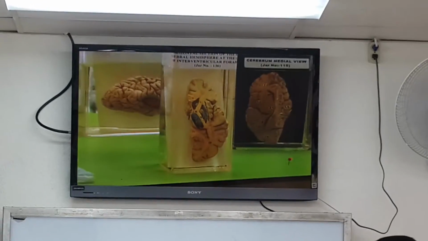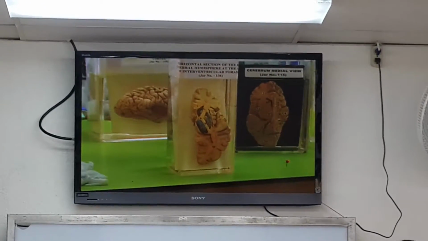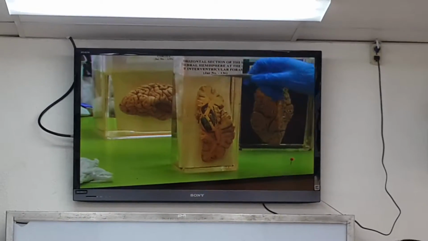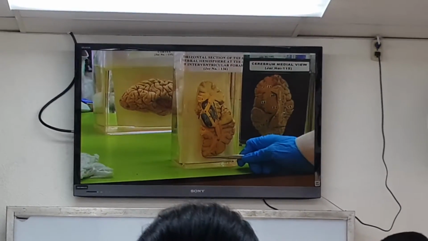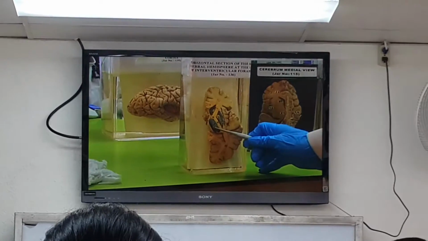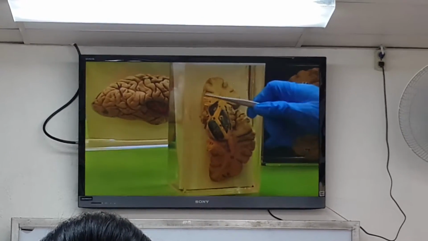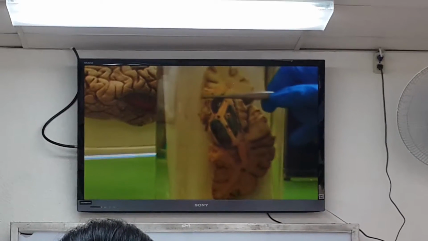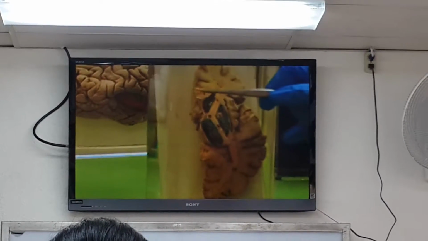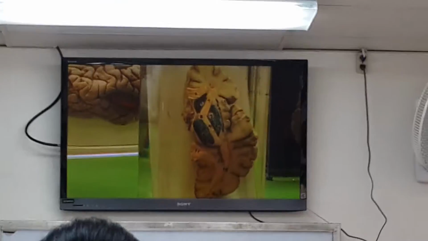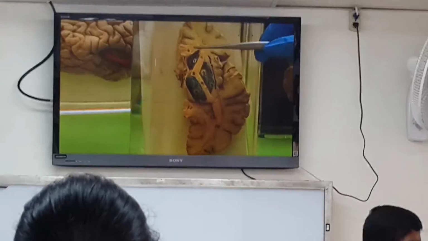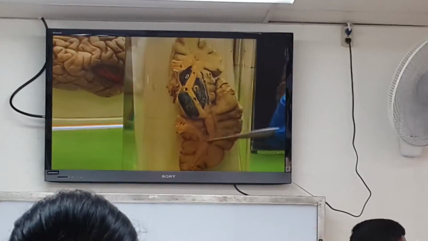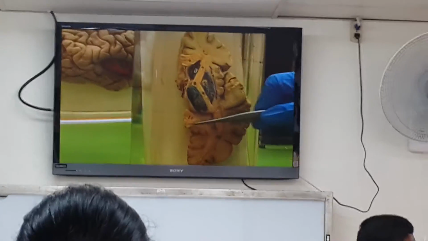Half of the cerebrum, the right cerebral hemisphere. This is the frontal pole, this is the occipital pole, and this is the thalamus, and you can see the caudate nucleus. Our section went through the thalamus and two parts of the corpus callosum. Number 6 is the genu, and number 11 is the splenium of the corpus callosum.